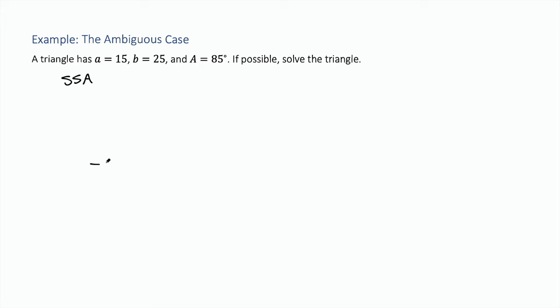So I'm going to do a quick sketch here. The side we don't know is over here. We've got this angle, 85 degrees. It's super close to a 90-degree angle, but a little bit less. And that angle, that's our 85 degrees. Adjacent to that is the side length B, which is 25. And then this side over here, A, is 15.